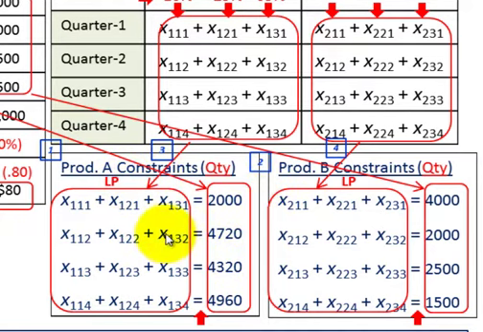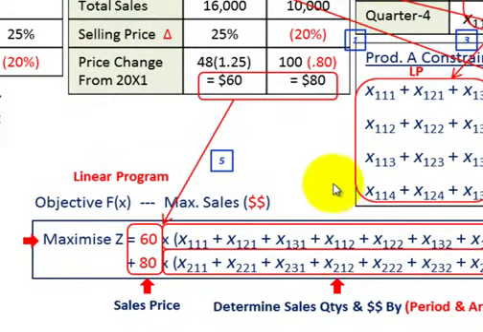And then let's just jump into our objective function here. Okay, so for our linear programming, we're going to have this objective function, and that's to maximize sales.